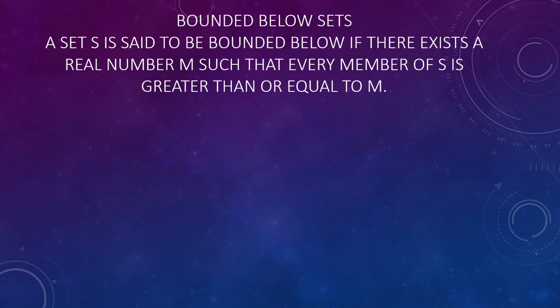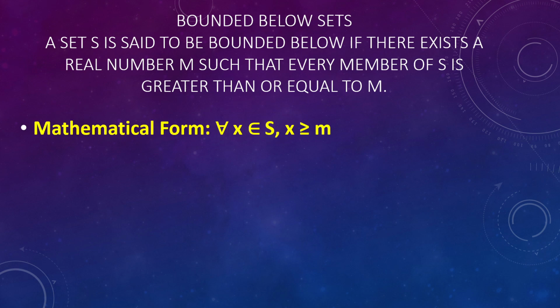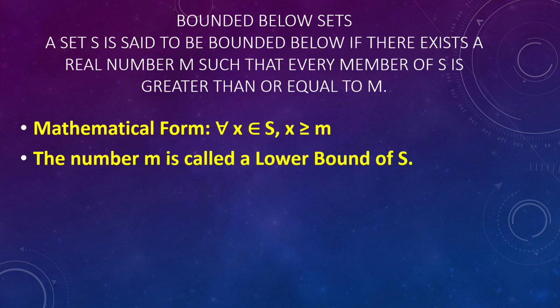Now let us discuss the opposite concept, that is, bounded below. A set S is said to be bounded below if there exists a real number m such that every element of the set is greater than or equal to m. Mathematically, we write this as: for every x belongs to S, x is greater than or equal to m. The number m is called a lower bound of the set.